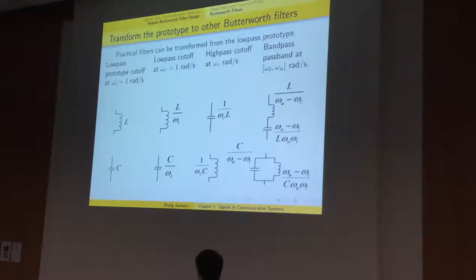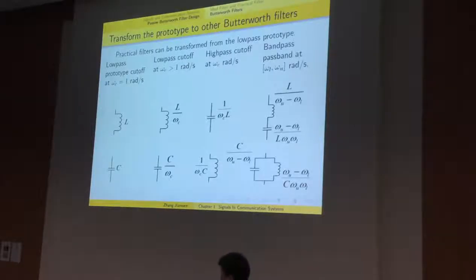For example, here, let's say we have a low pass prototype with a cutoff frequency of 1 radian per second. Then we get a sequence of L and C, depending on the configuration, pi type or T type. Then, on this circuit, if I want to find a low pass filter whose cutoff frequency is omega C, other than 1 radian per second.